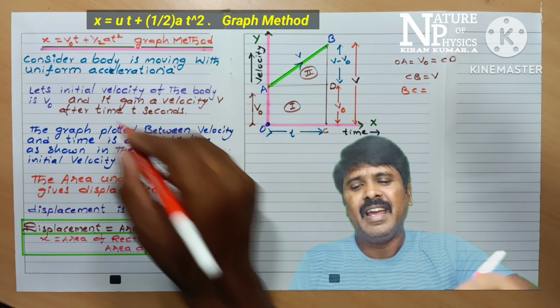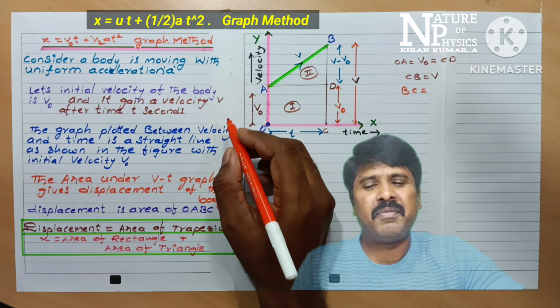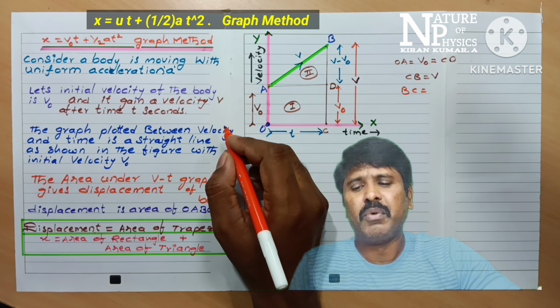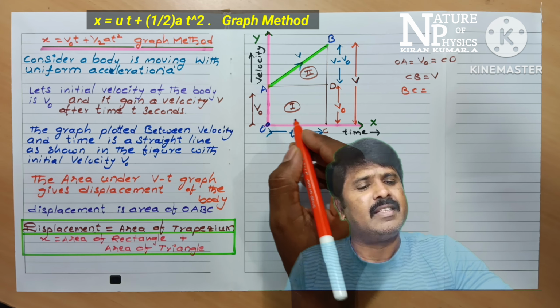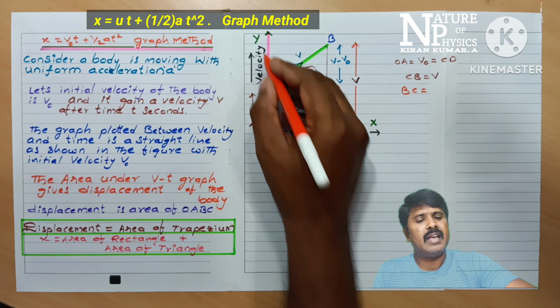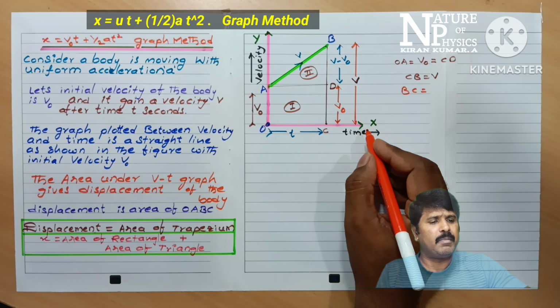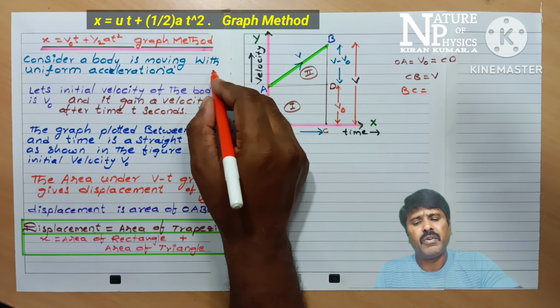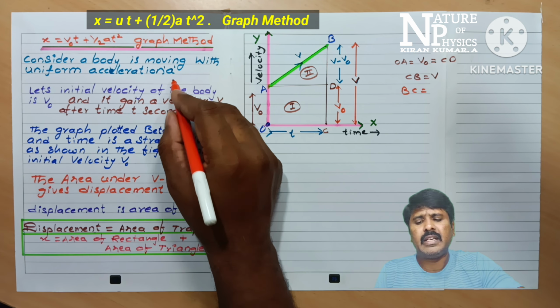Today's topic is x is equal to v naught t plus half a t squared: derivation from the graph method, equation of motion from kinematics. See, this is the velocity and time graph, clearly completed, student. In it, consider a body moving with uniform acceleration a.